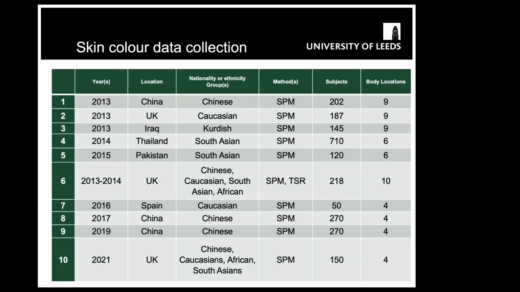And at the moment, we have been working on skin color data collection. We have conducted our measurements in different countries and for different nationalities or ethnic groups. That includes Chinese, Caucasian, Kurdish, and South Asian. Thanks to Sutitra for the Pakistan data. We collected at different times in Spain, and in the UK we collected African black subjects as well. That is the data that has been collected, all in terms of spectral reflectance.